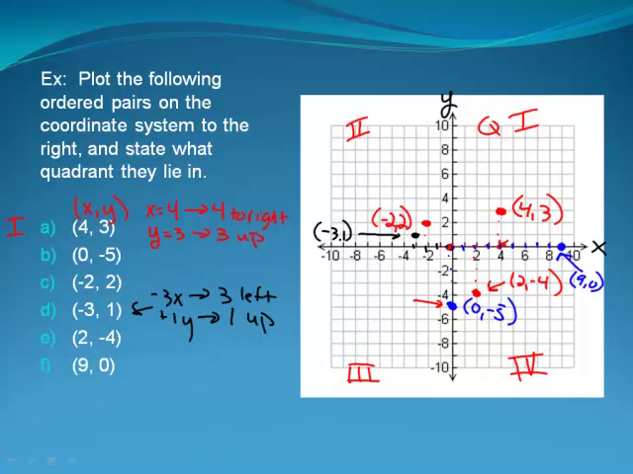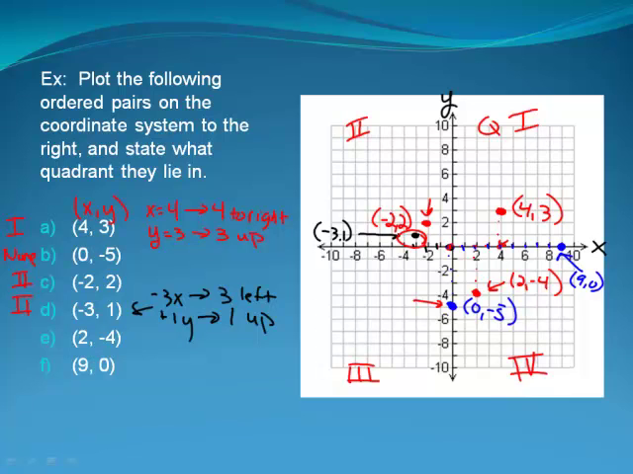0, negative 5, which is right here, is actually on an axis. If your point ends up either being on the x-axis or the y-axis, it's said to be in no quadrant, so we'll just write none. Negative 2, 2, which was 2 to the left and 2 up, ended up putting us right there. That's in quadrant 2. Negative 3, 1, which was 3 to the left and 1 up, right here, also quadrant 2.